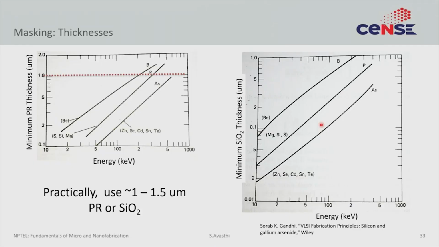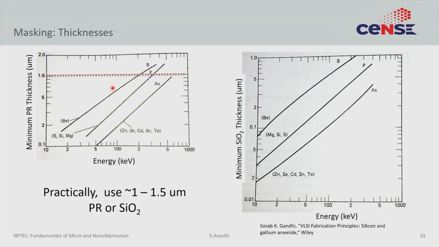Thankfully, there are more effective films that can do masking well. A good example of that is photoresist. Photoresist is something that we will use during lithography anyway. So you can just look at what is the penetration of the dopant ion in the photoresist. And for various energies, if you look at the minimum amount of photoresist required to almost completely stop it, the values are typically around 1 micron.